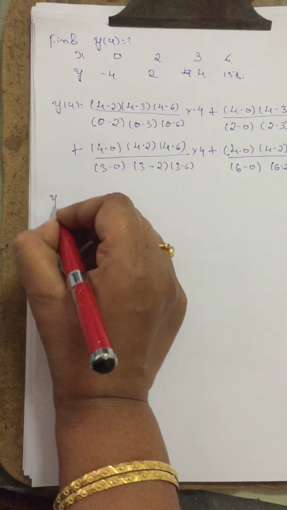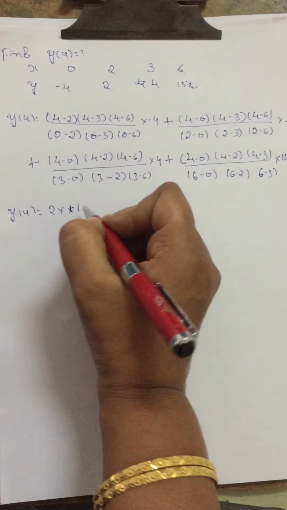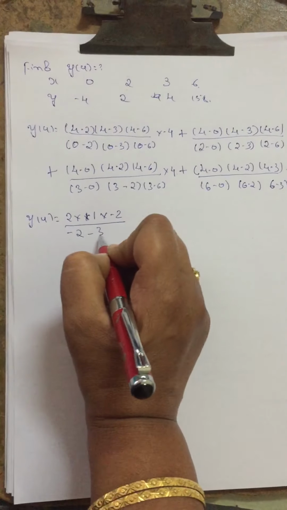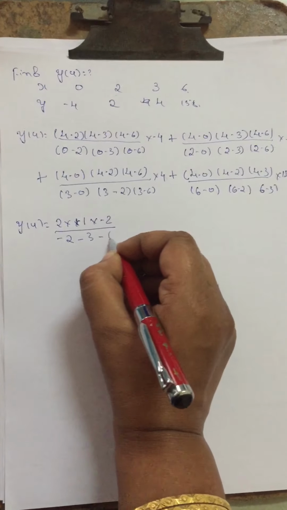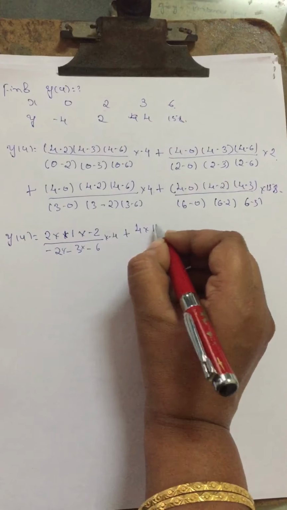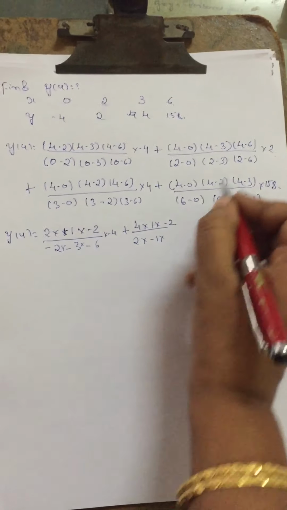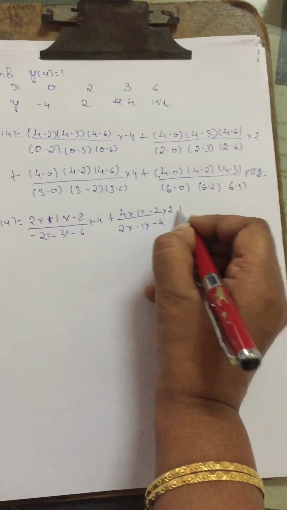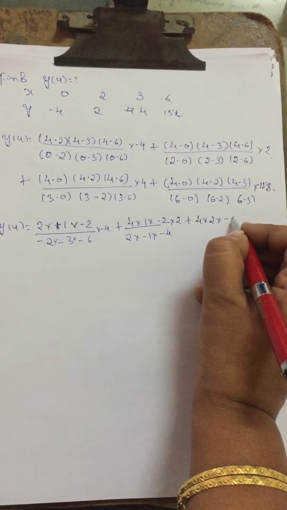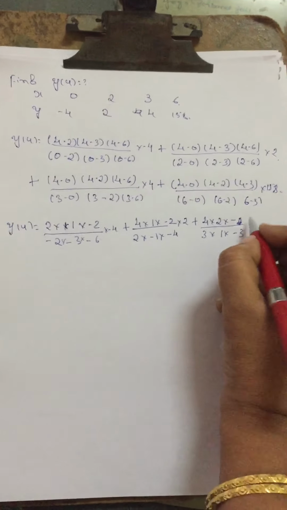Now simplify here. y of 4 is equal to 4 minus 2 value 2, 4 minus 3 value 1, 4 minus 6 value minus 2, divided by 0 minus 2 value minus 2, 0 minus 3 value minus 3, 0 minus 6 value minus 6, into minus 4, plus 4 minus 0 value 4, 4 minus 3 value 1, 4 minus 6 value minus 2, divided by 2 minus 0 value 2, 2 minus 3 value minus 1, 2 minus 6 value minus 4, into 2, plus, come to the third term, 4 minus 0 value 4, 4 minus 2 value 2, 4 minus 6 value minus 2, divided by 3 minus 0 value 3, 3 minus 2 value 1, 3 minus 6 value minus 3, into 4.